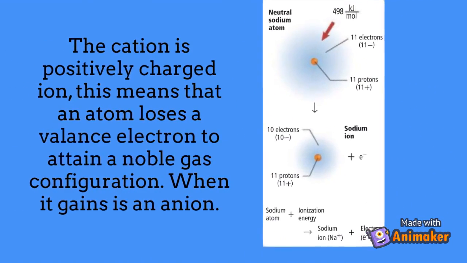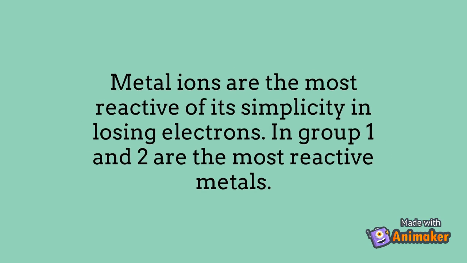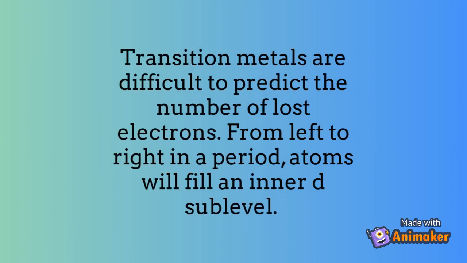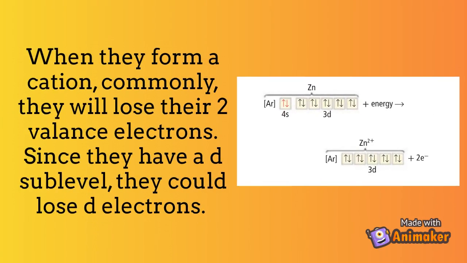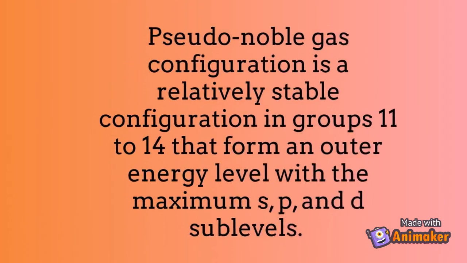Cations are positively charged ions, usually metals. Metal ions are more reactive and they easily lose electrons. Transition metals are hardly predictable in how many electrons they lose. This is because they will lose s electrons and d electrons. The number of electrons lost depends on the quantity of the electrons.